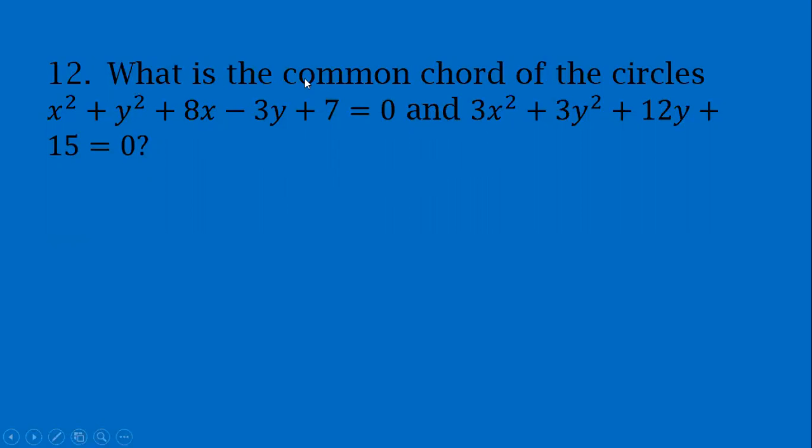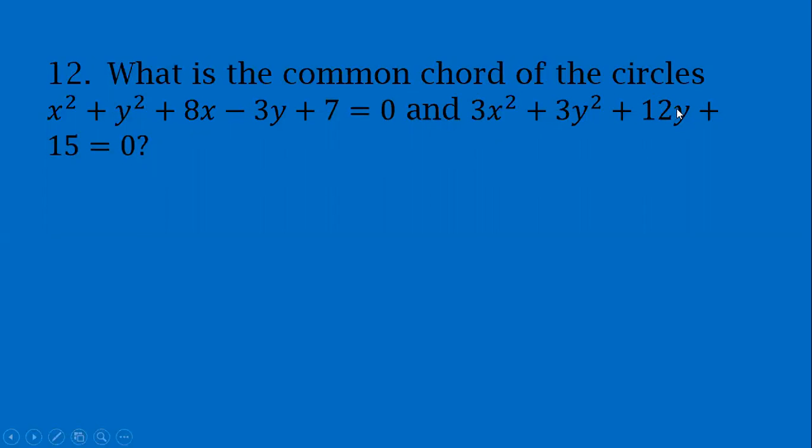Suppose this one: what is the common chord of the circles, this and this? So directly you have to find out the common chord. From the answers, you cannot get any clue. That's why in most of today's problems, I did not set the options. Okay, so what is the common chord of the circles, this one and this one?